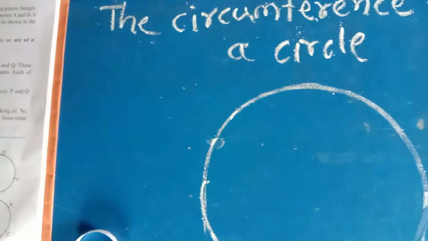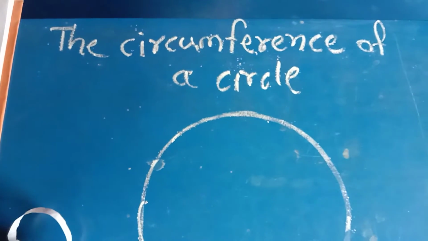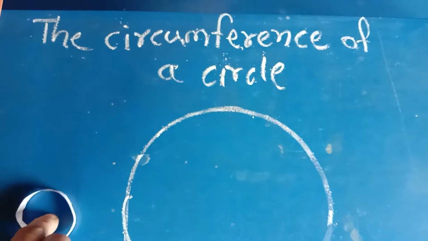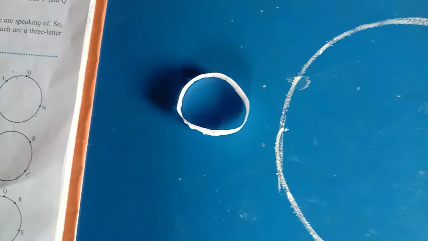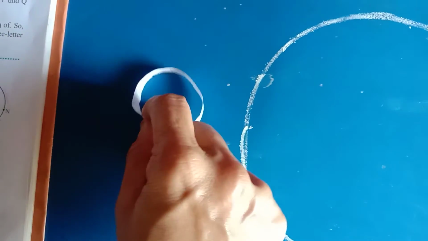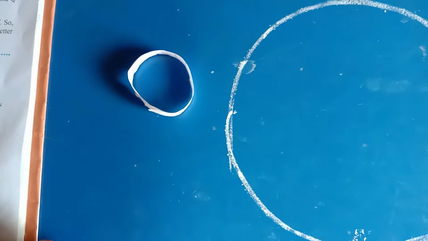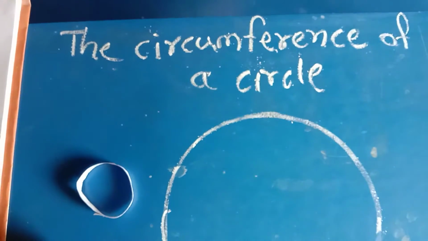Okay. So for that, take a circle. Make a circle. Look here, this is the circle I made from the paper. Okay, this is the circle. What is the circumference? We are going to study what is the circumference of the circle.